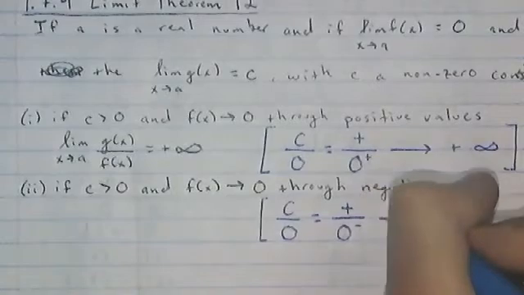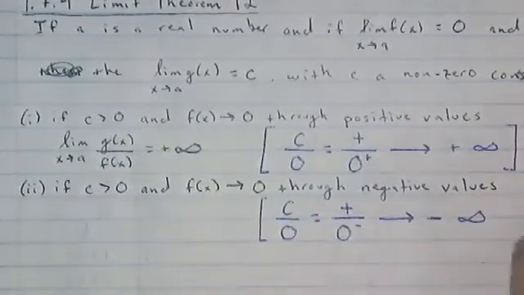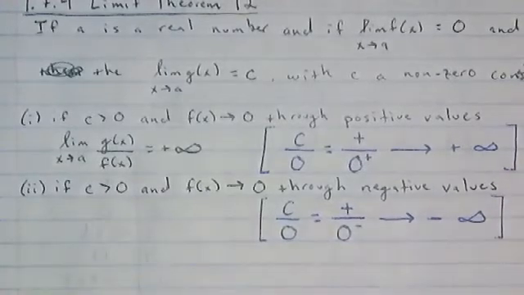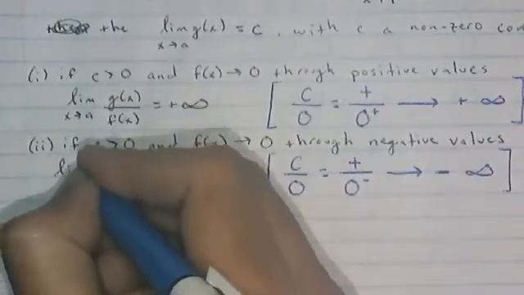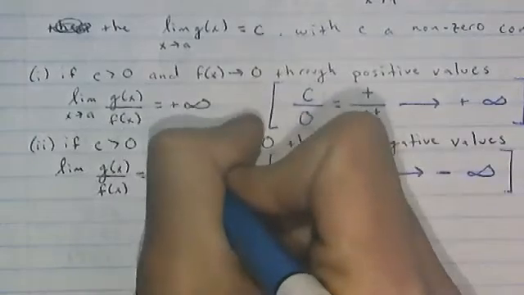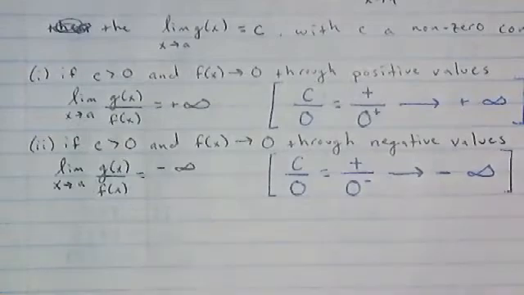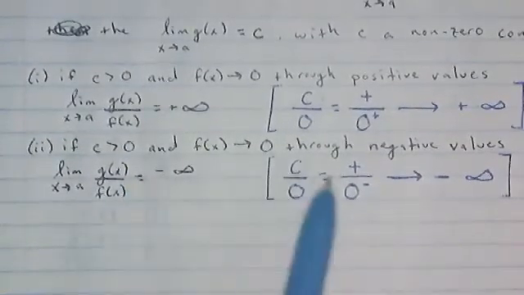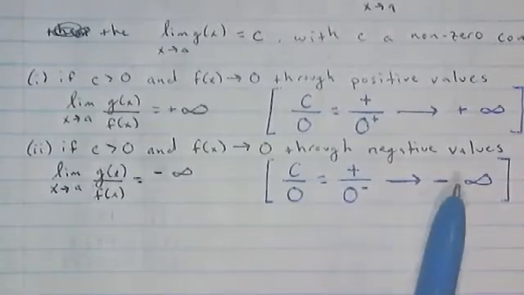Which tells us that this quotient is decreasing without bound, approaching negative infinity. So in the language of limit notation, this looks like g of x divided by f of x approaches negative infinity as x approaches a. The truth of this is determined by this relationship here: a positive number divided by a negative number gives you a negative number.